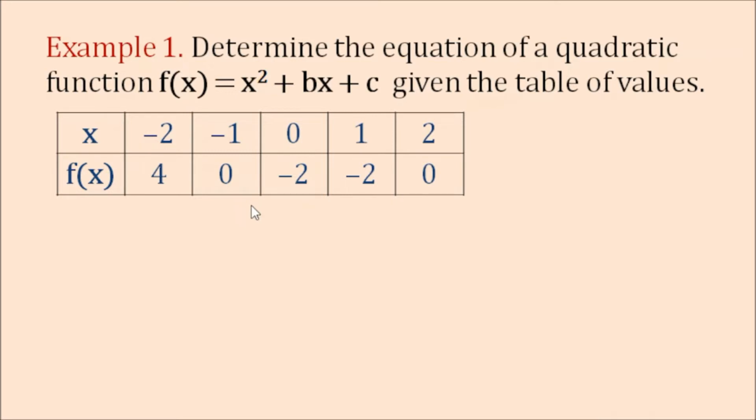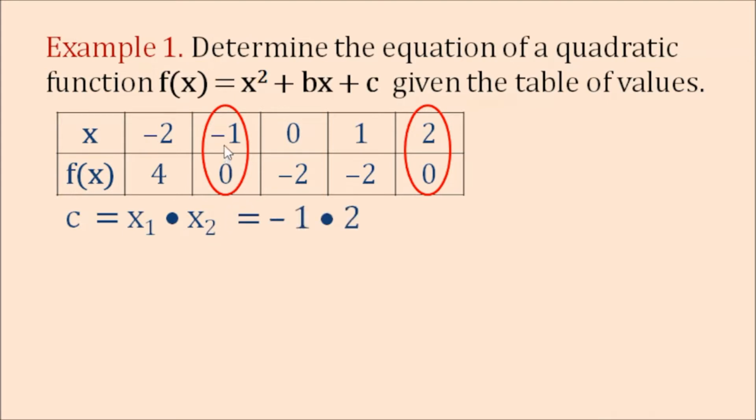The roots of the function are the values of x when f of x equals 0, and they are -1 and 2. To find c, we are going to multiply the two roots. So the first root being x sub 1 and the second root being x sub 2, we multiply them. That means -1 times 2, and it's equal to -2. So this is the value of c.